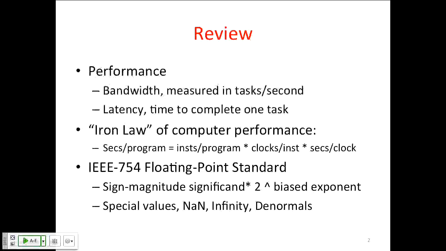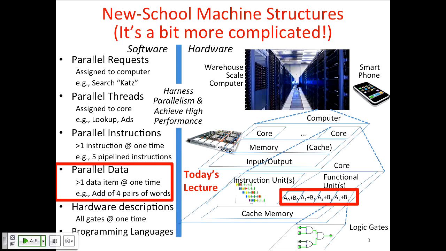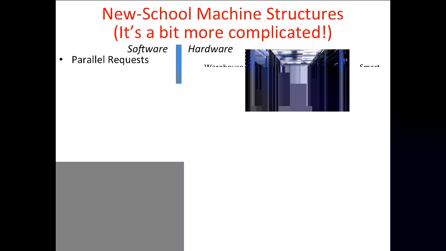Okay, so today we're going to switch gears a bit. In the next few lectures, we're going to be talking about parallelism, one of the great ideas in computer architecture. In particular, today, we're going to focus on what's called data-level parallelism, which is when you're operating on multiple items of data, doing the same thing but to different groups of data at the same time. So today's lecture is going to focus on parallel data.